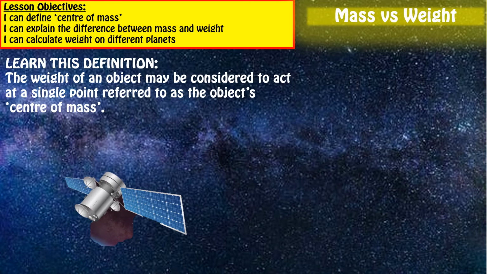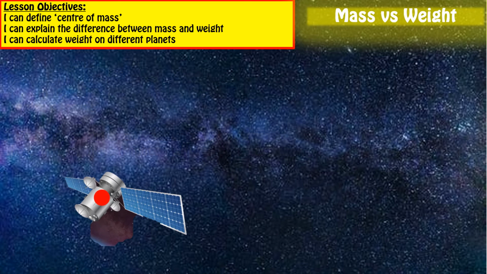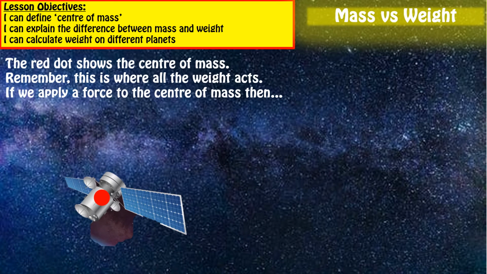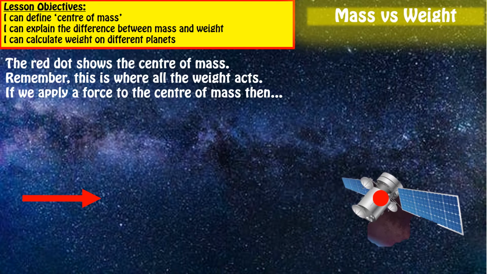The weight of an object may be considered to act at a single point, referred to as the object's centre of mass. So previously we've been drawing box and arrow diagrams, and if you were to draw weight, whereabouts on that box would that arrow start? So we say the weight can be considered to act from a single point. Appearing on the screen there, this is where all the weight acts, and if we apply a force to that centre of mass, so we push it where that centre is, where that red dot is, then you can see the satellite travels off without spinning.